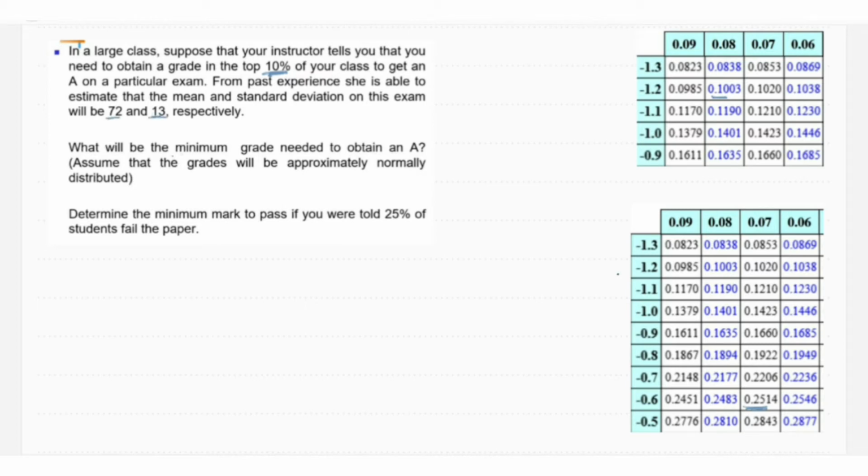So we want to find the minimum grade needed to obtain an A, which means that we want to find the x when it is given that the probability of getting an A is 10%. So meaning that 10% is equal to 0.10. Before this, we were trying to look for the z value in the z-score table. Now we are doing the opposite, which means that we are trying to find the x value. So I will show how to get it.